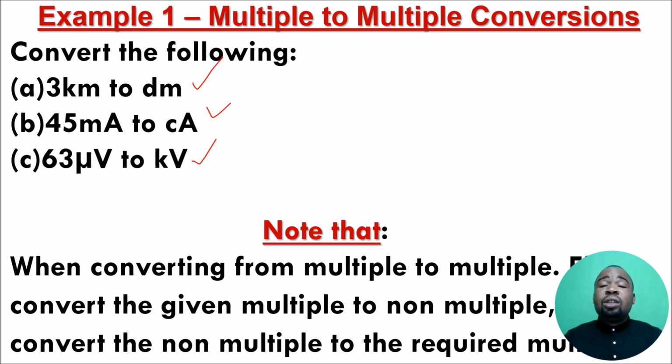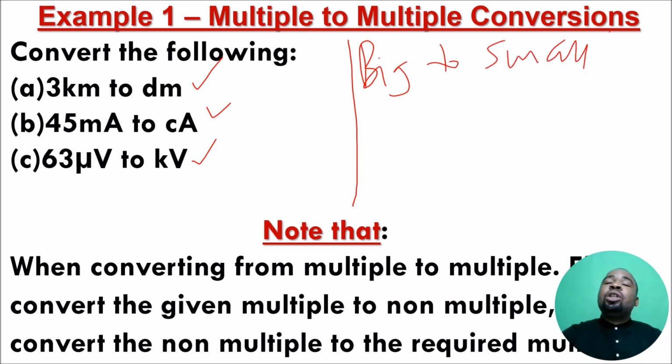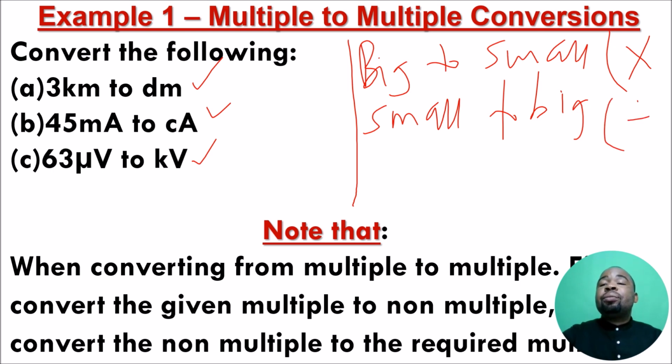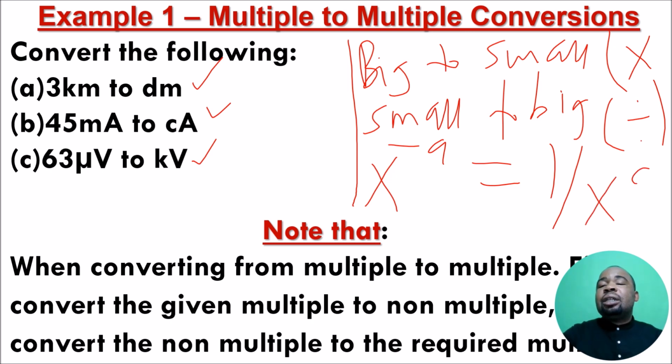So remember, when converting from multiple to multiple, we still apply the other principles we discussed. Is it from big to small? What do we do if it's big to small? We multiply. Is it from small to big? What do we do? We divide. Also remember that multiplying by a negative power is the same as dividing by a positive power, according to the laws of indices. So these three will still hold.